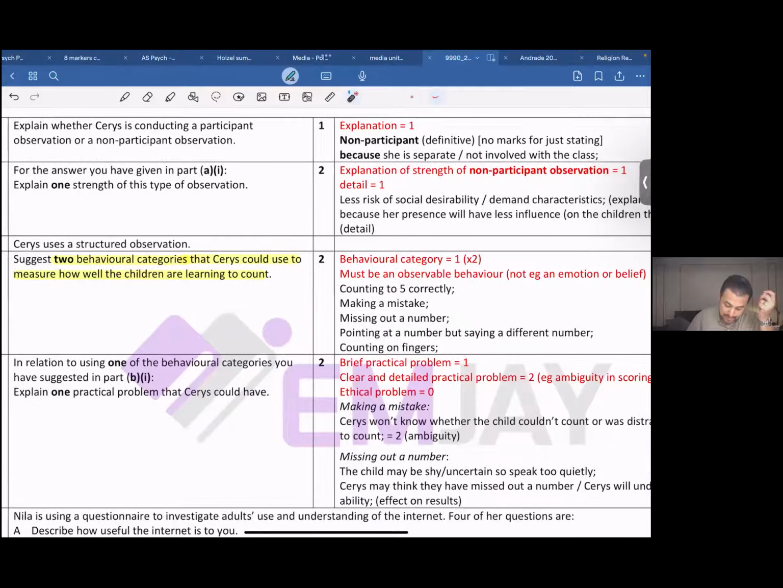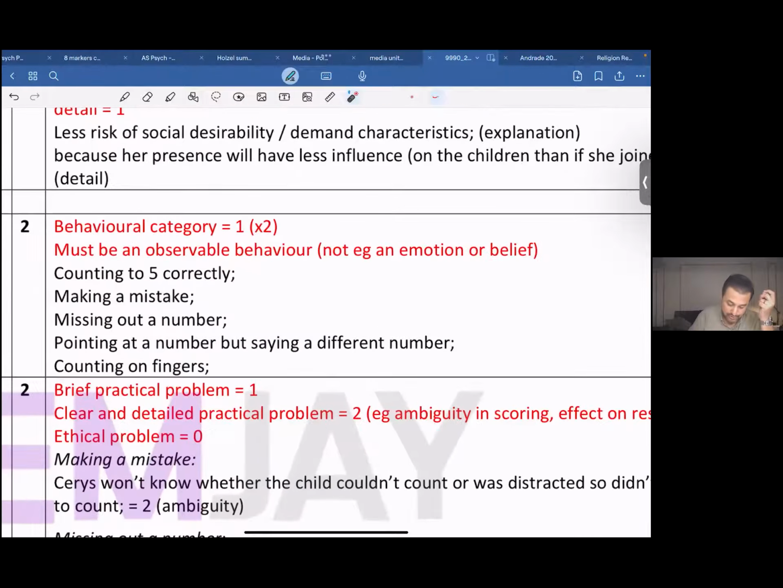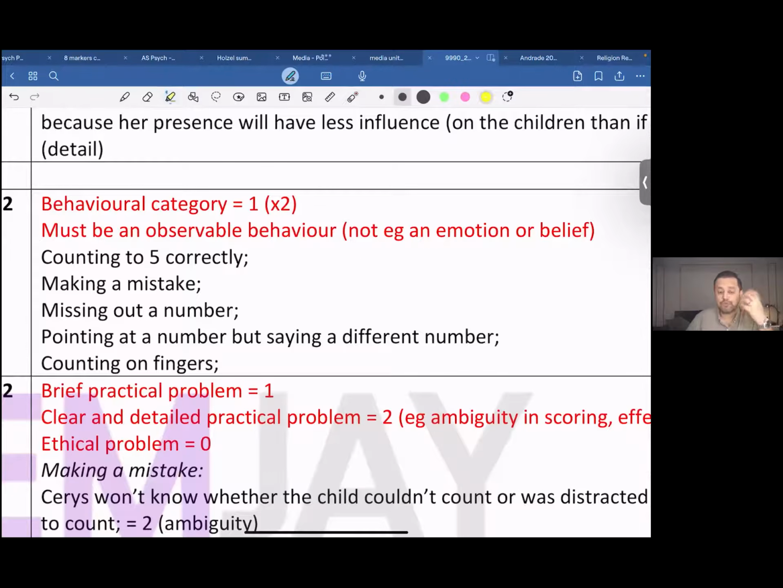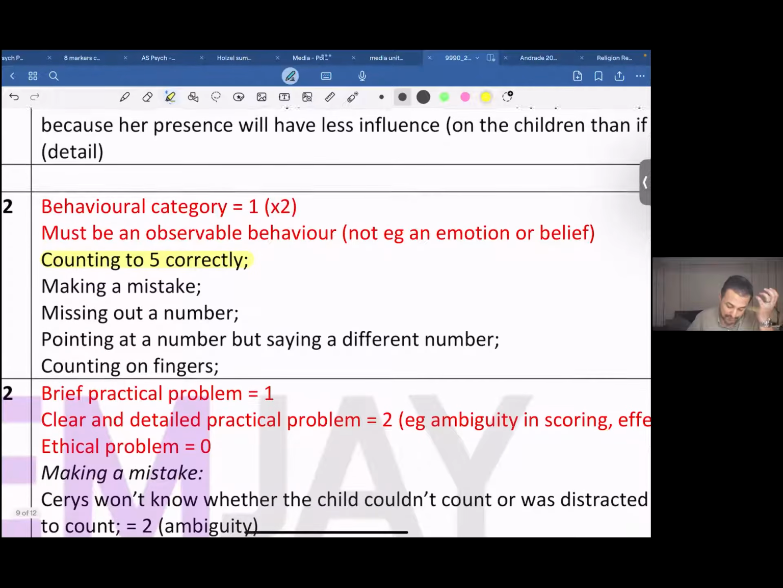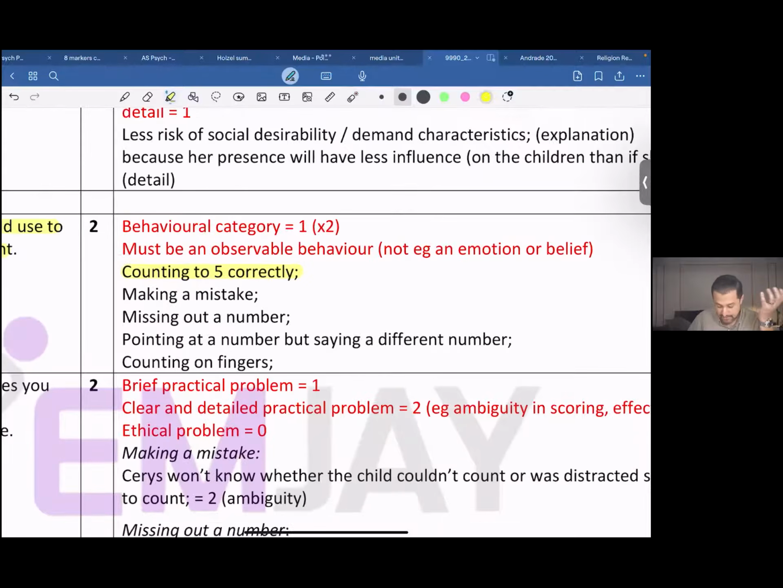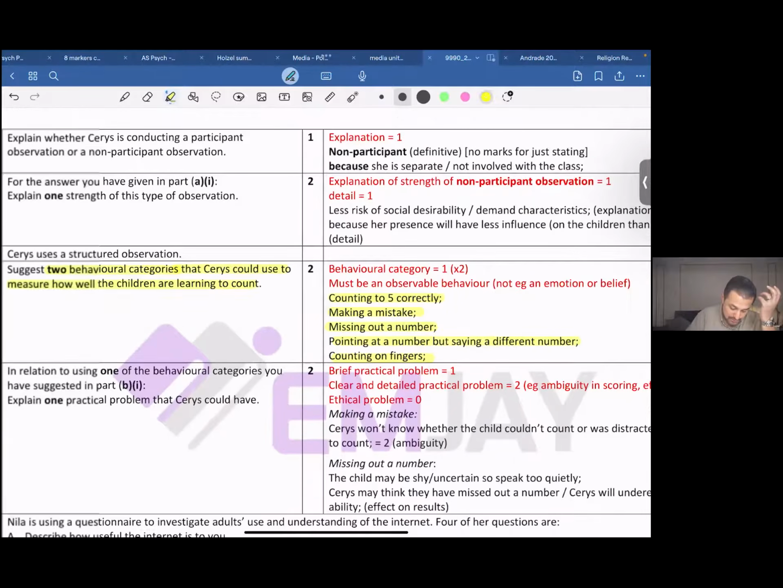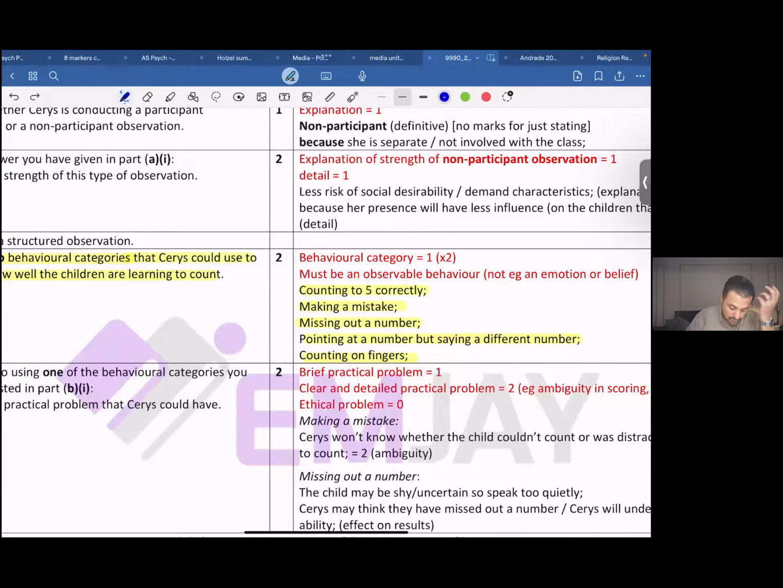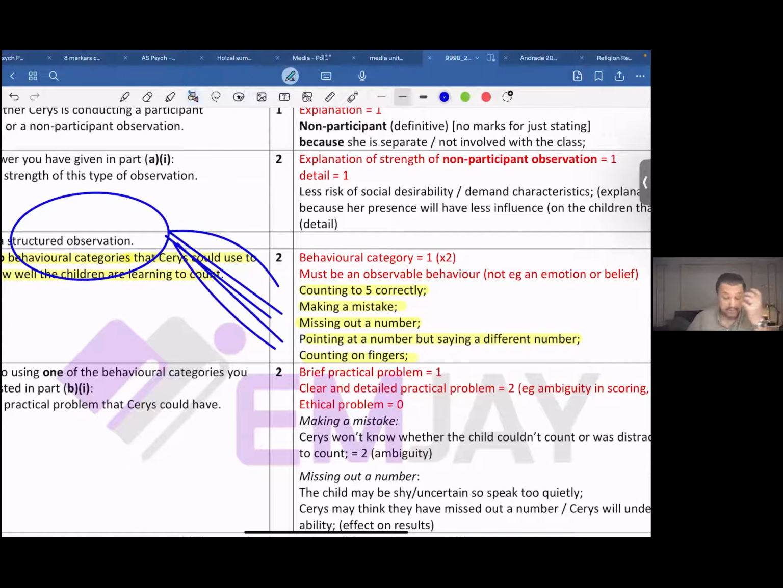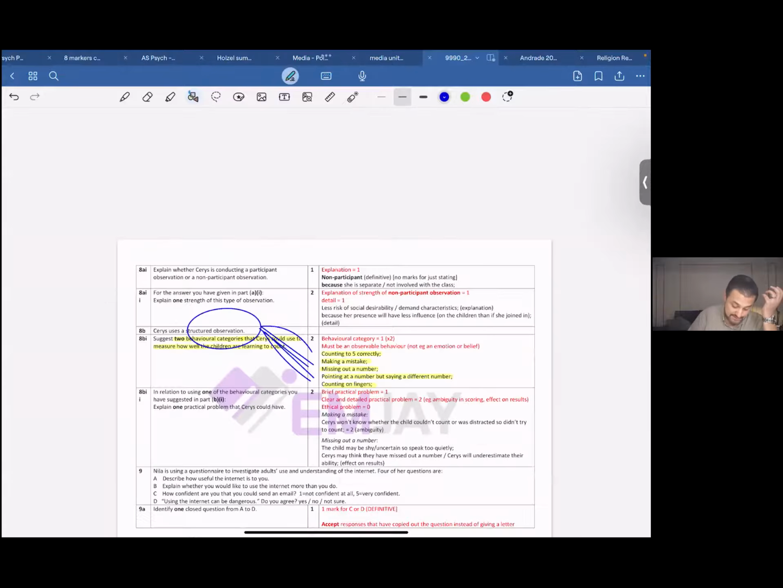It must be an observable behavior, not an example of an emotion. For instance, you're actually being asked to operationalize it. The example could be counting to 5 correctly; making a mistake could be counted, missing out a number could be counted, pointing at a number but saying a different number could be counted, or counting on fingers could be counted as well. So we're talking about structured observation. This is how you could operationalize this structured observation, right? Or you could come up with something else that occurs to you as well, because the question is asking you to suggest.